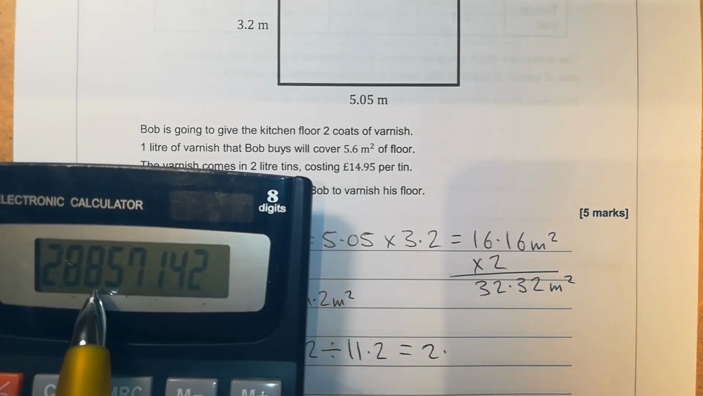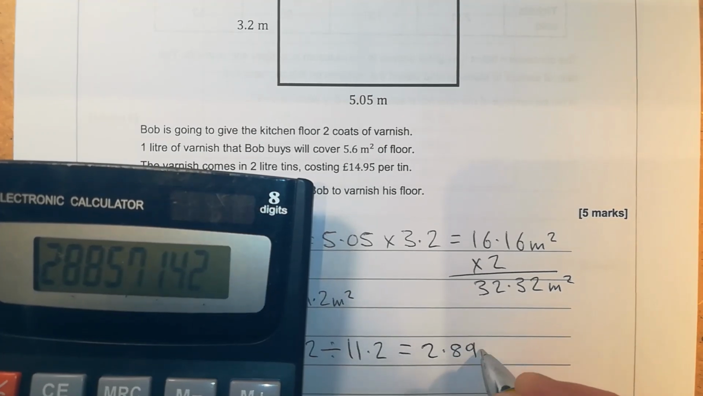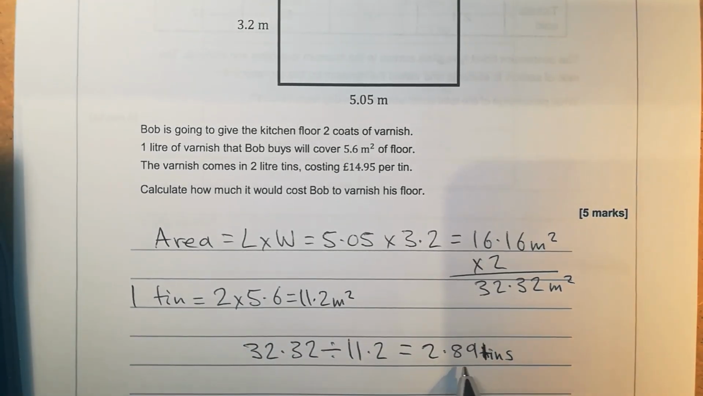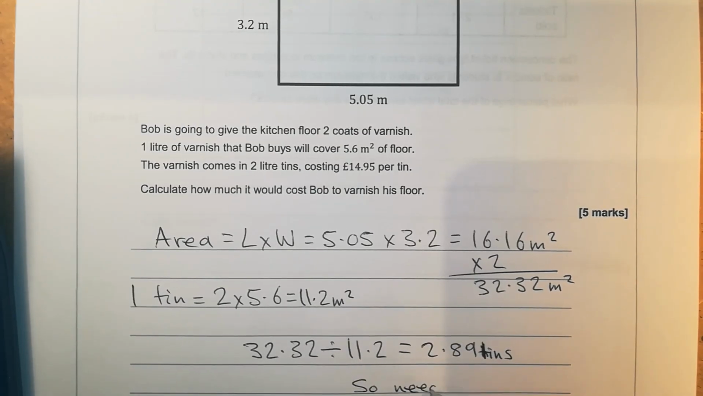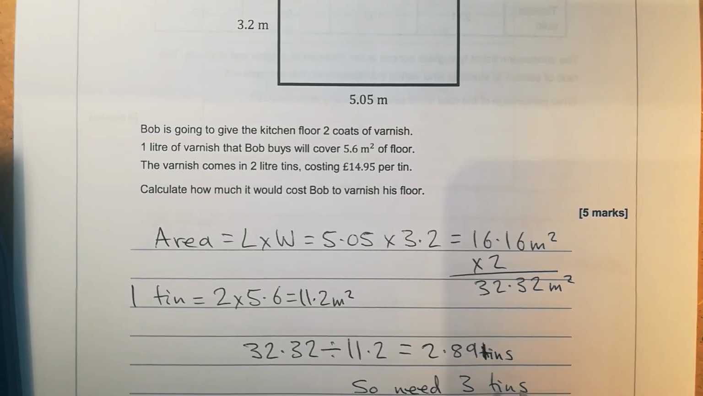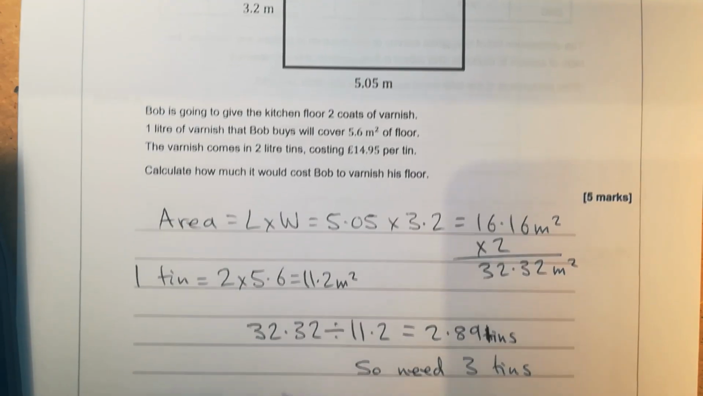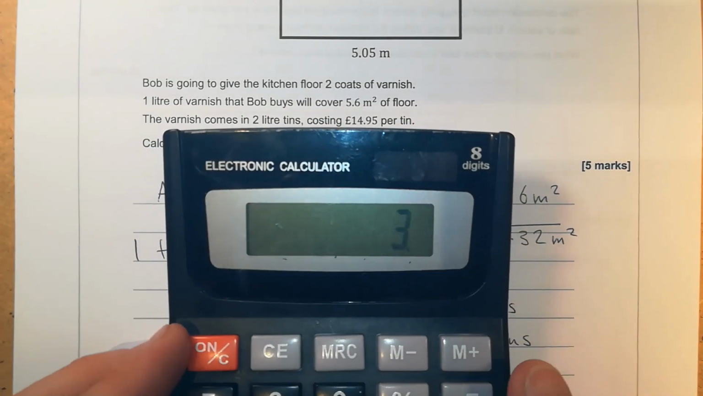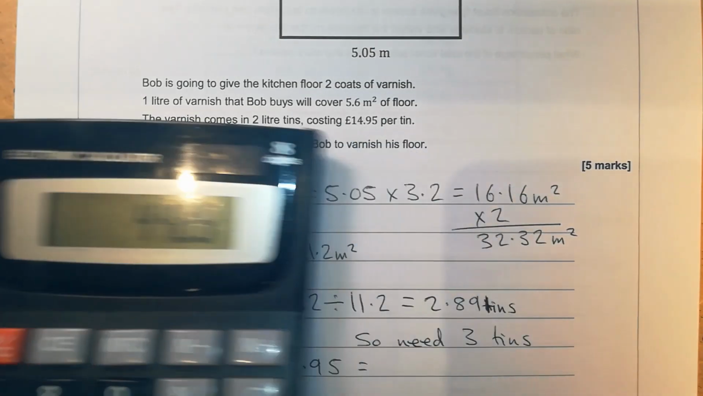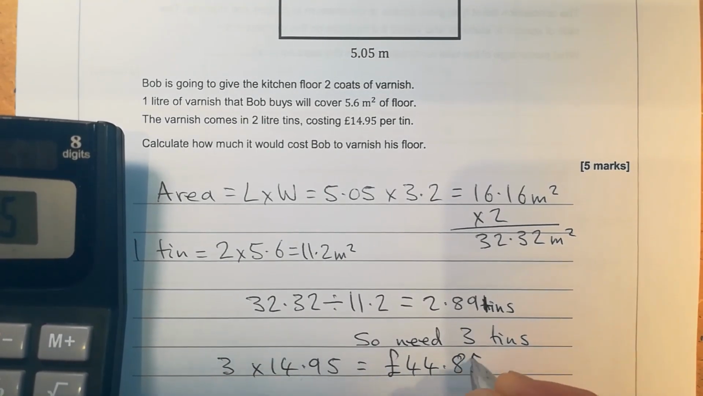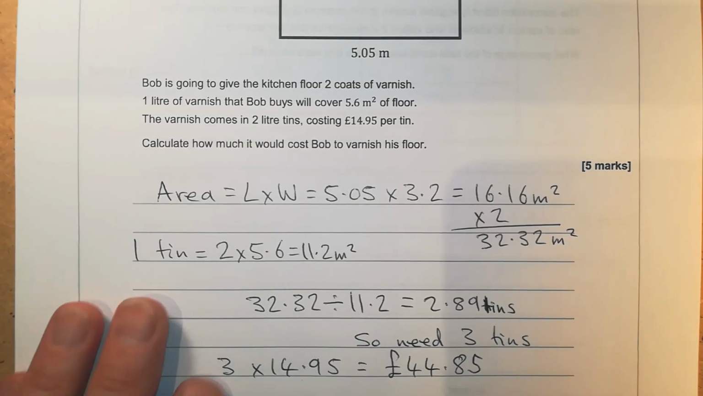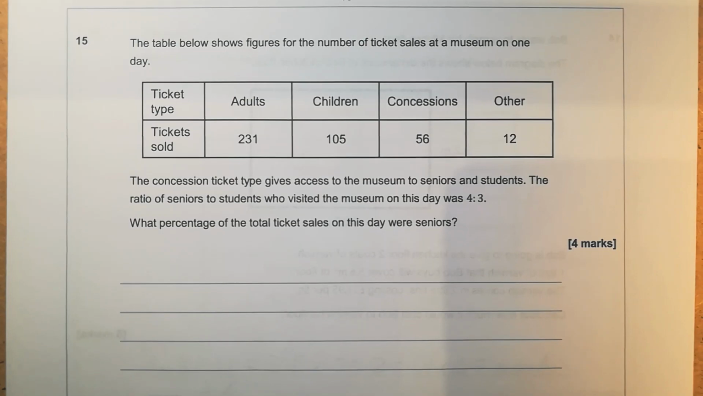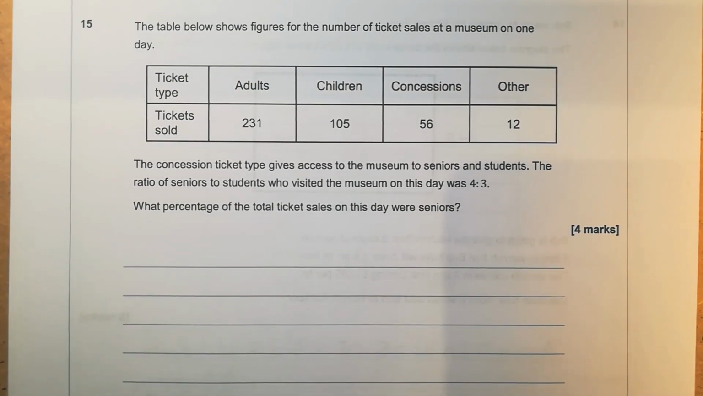2.8857. So let's round it to two decimal places. 88, but this is a 5, so we're going to round up. 2.89, and that's going to be tins. Now remember, we can't buy 0.89 of a tin, so we're going to have to go up to the nearest whole number, which is 3 tins. So, 3 tins, they're £14.95 each. So the total cost is going to be £44.85.